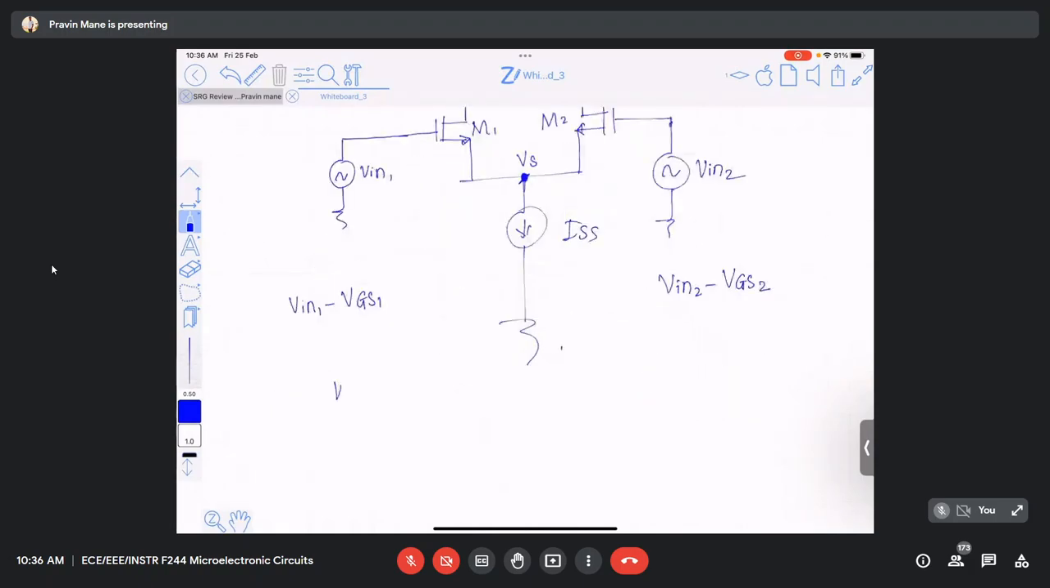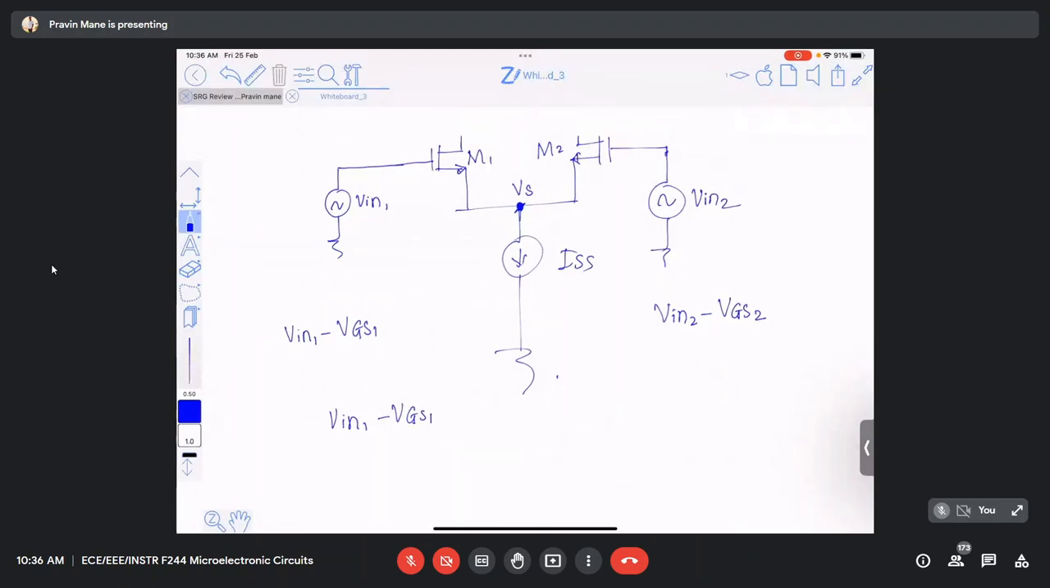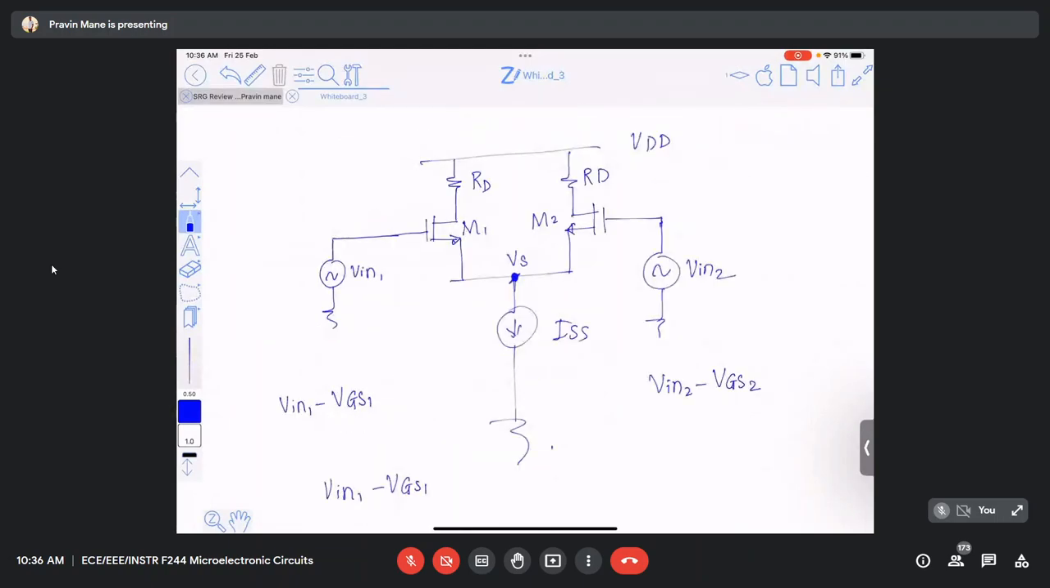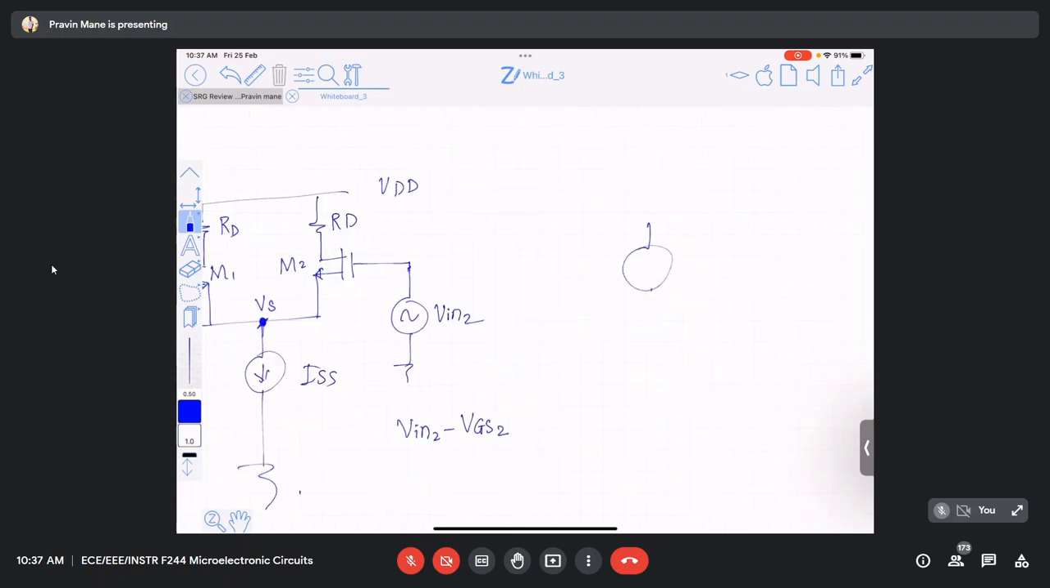So V_in1. How did you get rid of the DC voltage? How did you get rid of V_in,CM? I said I am now applying the principle of superposition. So you're saying that V_in1 consists of a DC part as well as an AC part. No, I am explaining how the principle of superposition is applied. Suppose there are two voltage sources and I have to find out the effect of both on this resistor. What do I do?